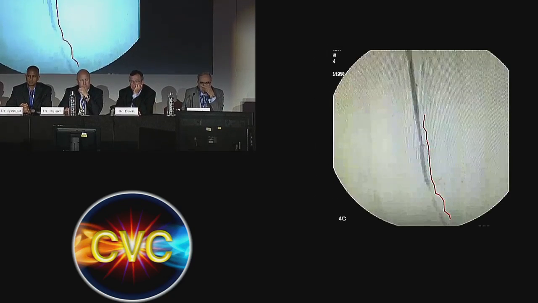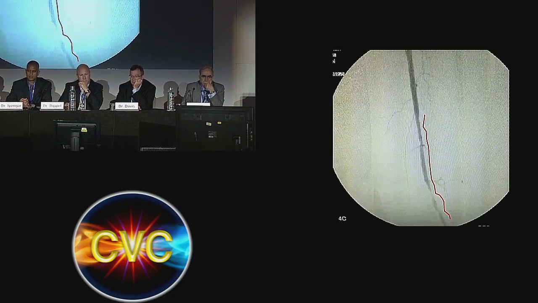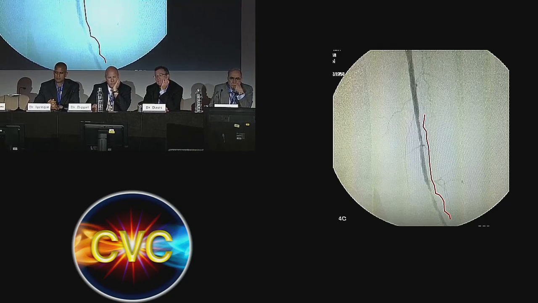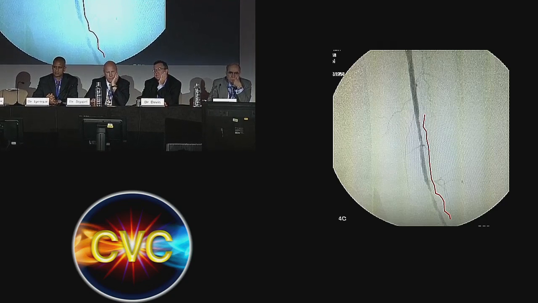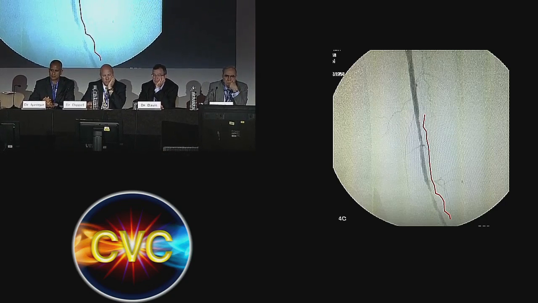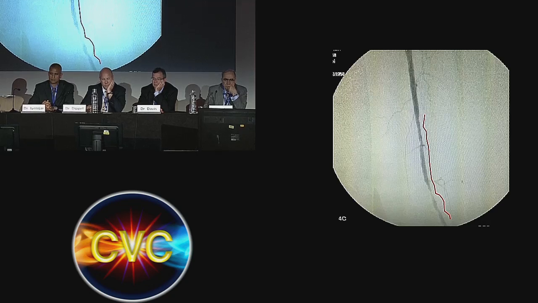Next, let me share a little bit of what we saw last time. As you can see, that subtotal occlusion of the distal SFA, in a fairly diseased distal SFA in him last time. And I want to bring it up because I know that we've been talking a lot about restenosis and how can we deal with this.